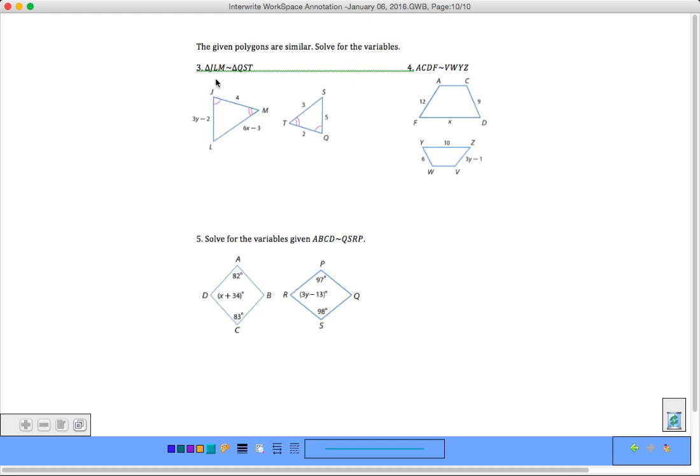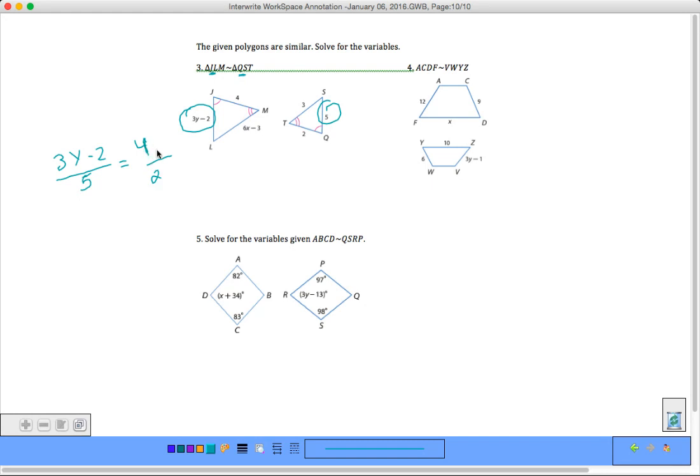So if JLM is similar to QST, then that makes JL and QS corresponding sides. So JL and QS. So I'm going to start out 3y minus 2 over its corresponding side, 5. And since they're similar, that should be equal to JM, 4, and its corresponding side. So JM should correspond to QT. So that's 2.